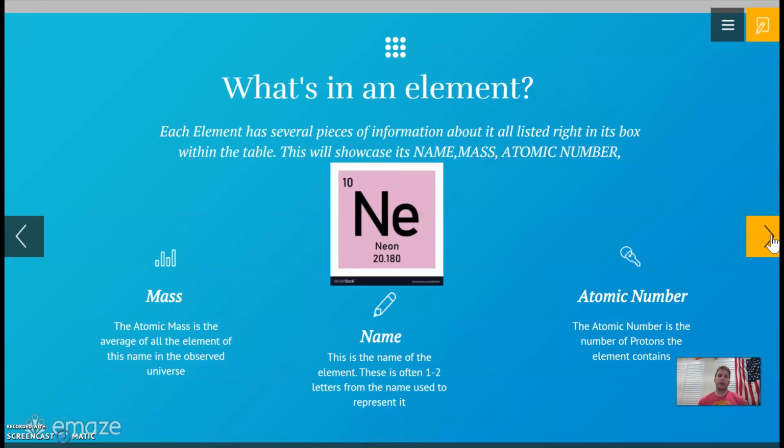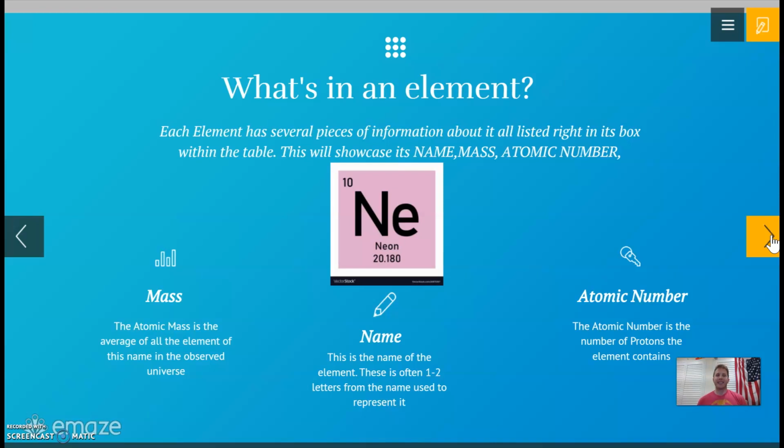Now, the atomic number is the number of protons that the element contains. In the case on the screen, we have neon, which has a perfect 10. If you look at that, that means that it's going to have the first valence level of 2 full and then the second valence level of 8 full, combining to make 10. So neon is not going to want to combine with pretty much anything, and if it does combine, it's going to take a lot of energy to make it combine. We're going to get to that in a couple slides as well.